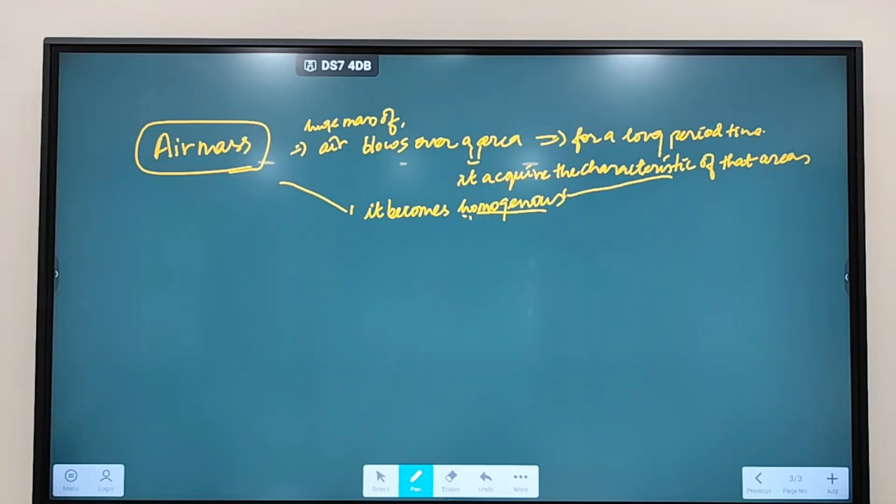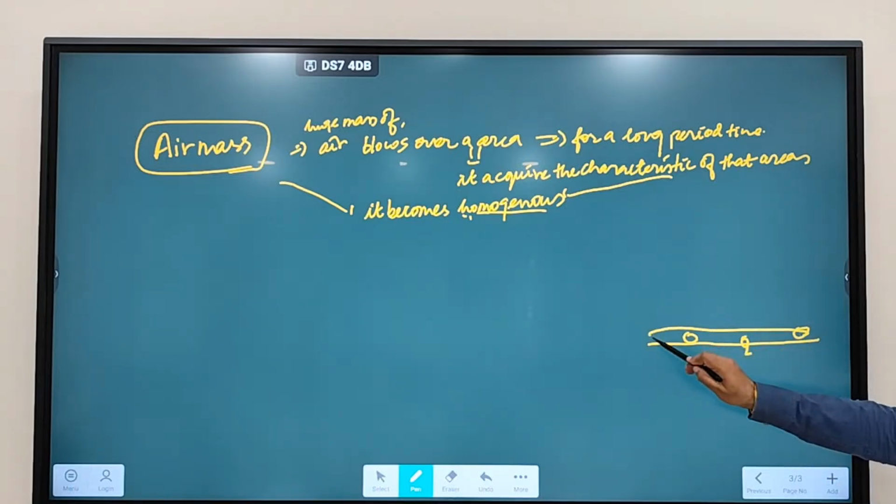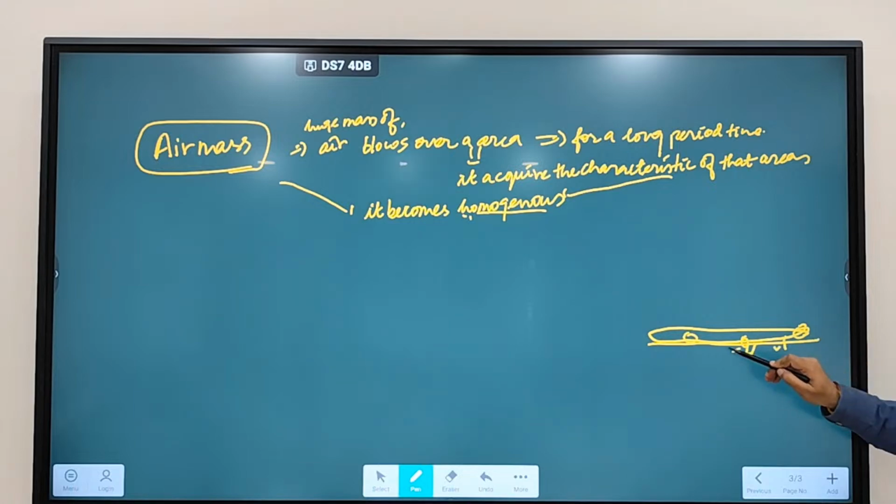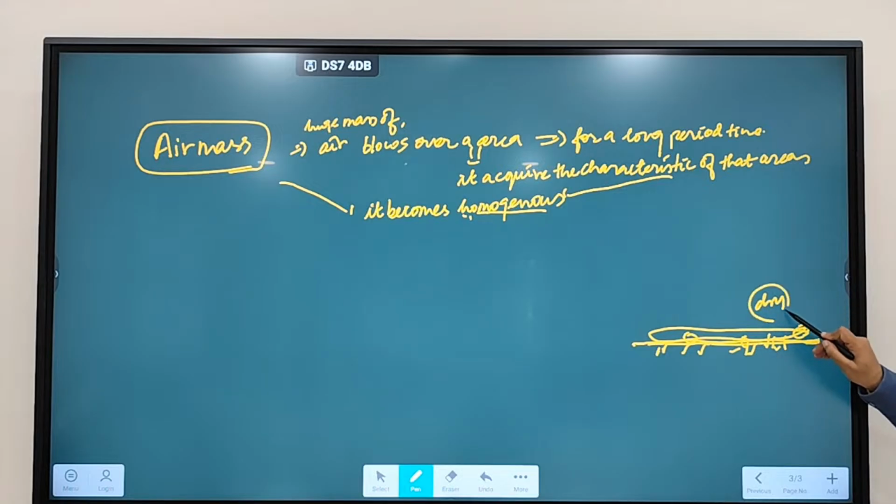When it becomes similar in characteristic, then it is going to be called as what? Air mass. Clear? So let's say this is the area. You can see air may blow over here, over here, over here. So when entire air acquires the characteristic of this area, then it is going to be called an air mass. For example, when the air moves onto the land, which type of air is it going to be? Dry air.